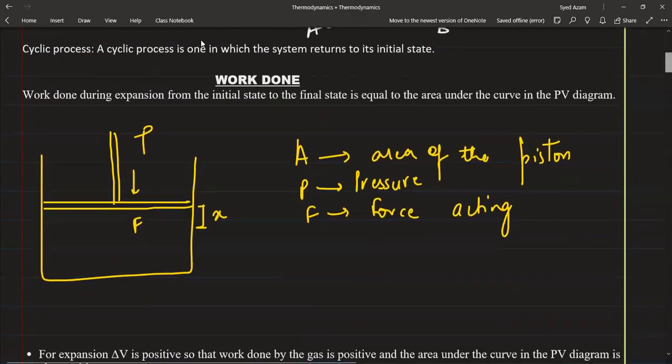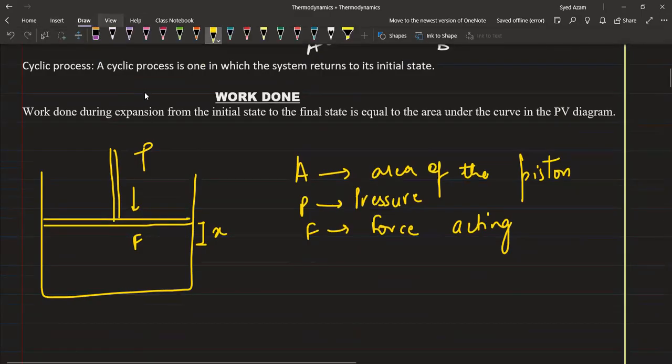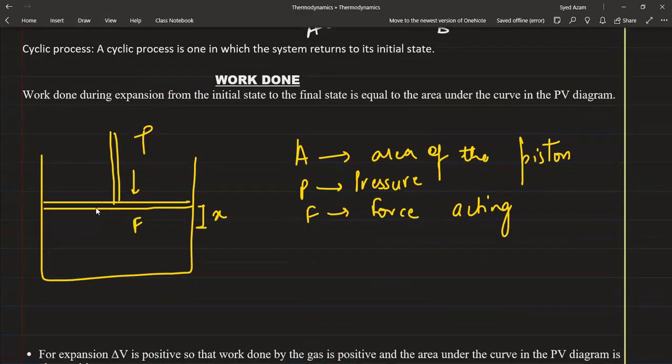Coming to the work done, how were we using the formula P delta V? So this is the piston, and this is the force that occurs. The work done becomes force into displacement. Now, what is the formula of pressure, Aleena?